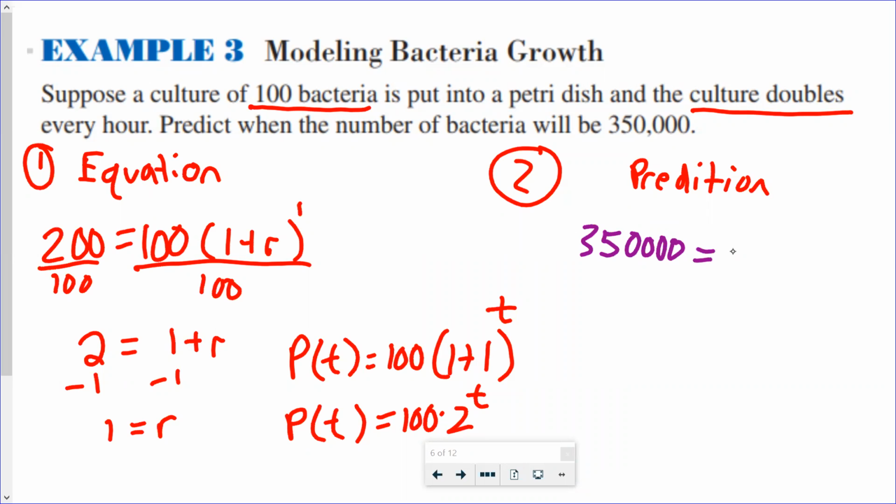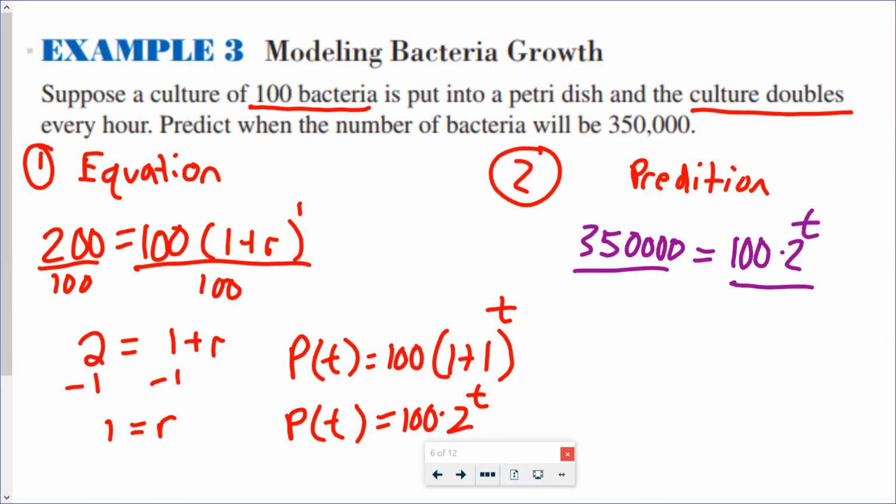350,000. So what we're going to do is have 100 times 2 to the t, and we want to know when that is going to equal that. Well, guys, we don't know how to solve for t yet. You're going to learn how to do that, and spoiler, it involves logarithms. But we don't know how to do that yet. So how are we going to do this? We're going to use Desmos to graph this, and then use Desmos to graph this, and we're going to see when they intersect.